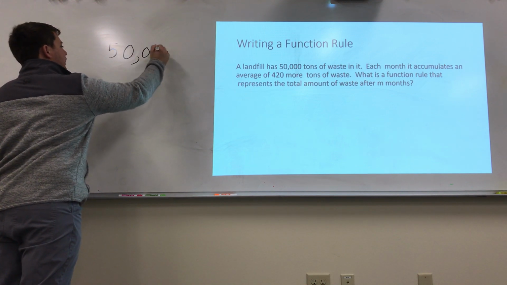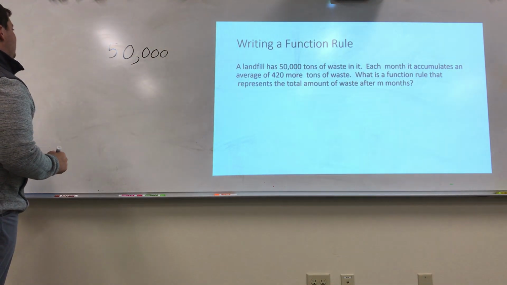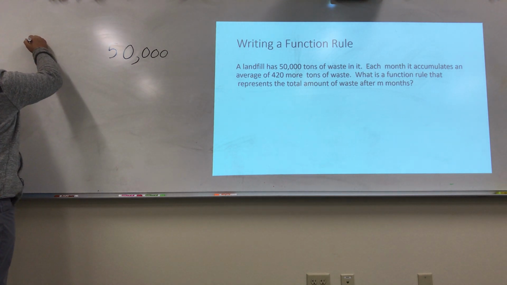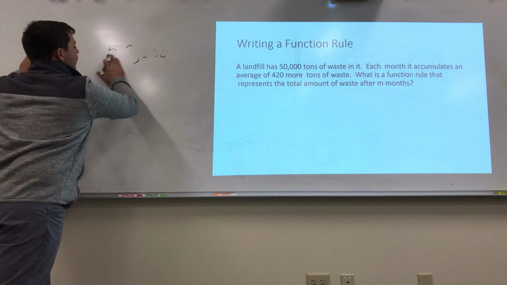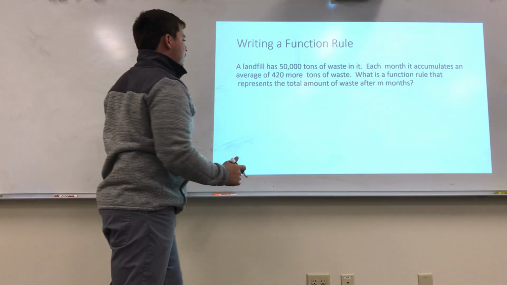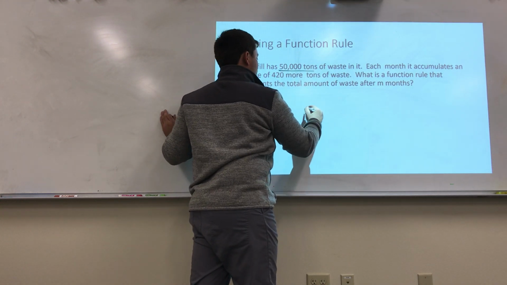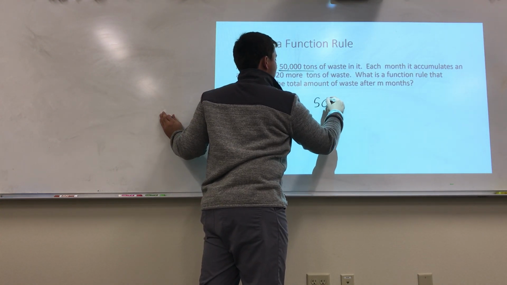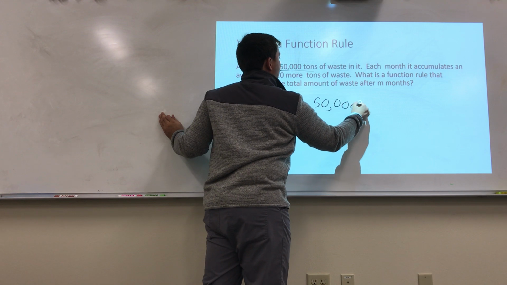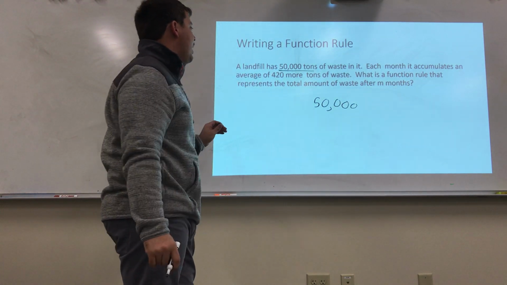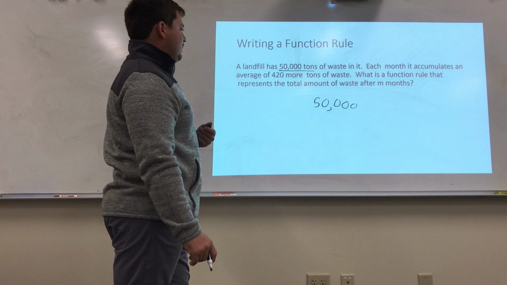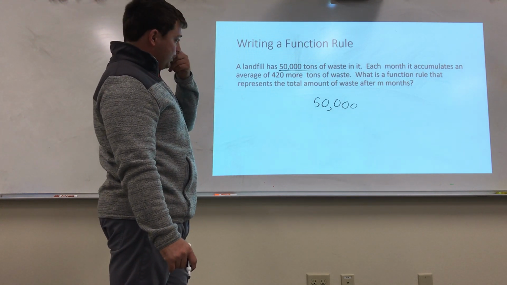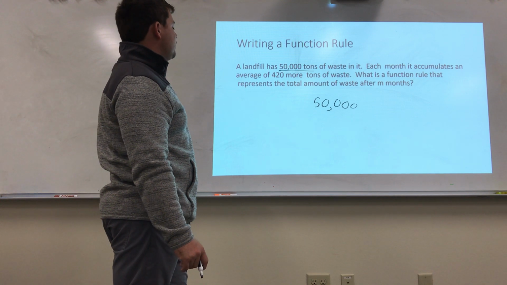It is saying if we keep filling this, find our total. Actually, 50,000 I should say, is our total that is there initially. You're going to keep adding to it at 420 more per month. Okay? We want the function rule.